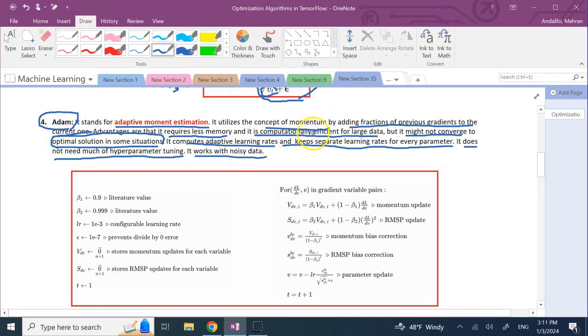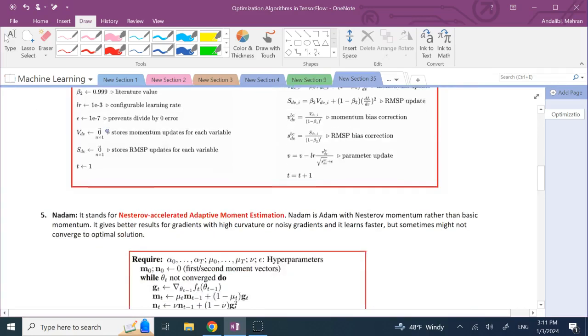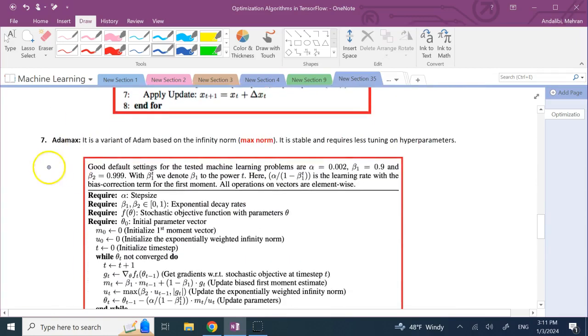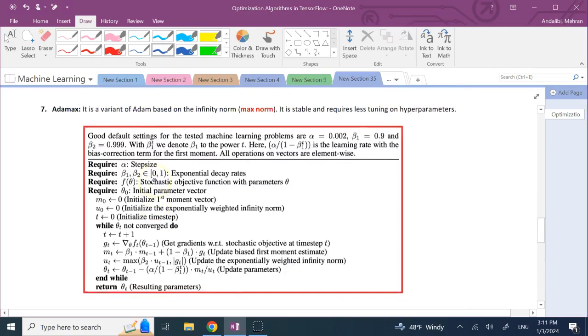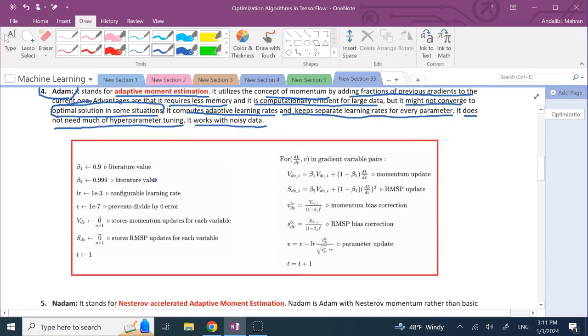It's not super computationally expensive. It works with noisy data. It works with large data. It is adaptive. It also uses momentum. So that's why this method is a really universally accepted method for optimization. And many of these other algorithms, as I said, like NADAM, like AdaMax, and AdamW, these are directly some modified version of this algorithm.